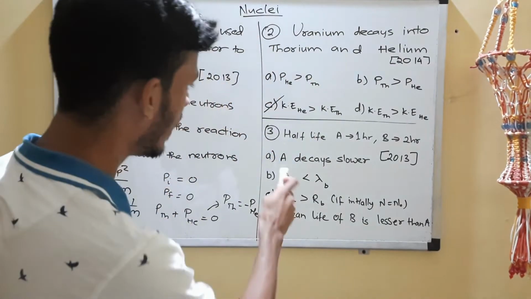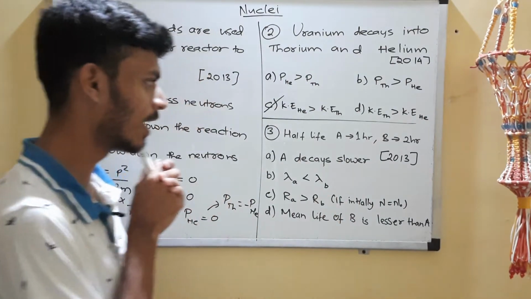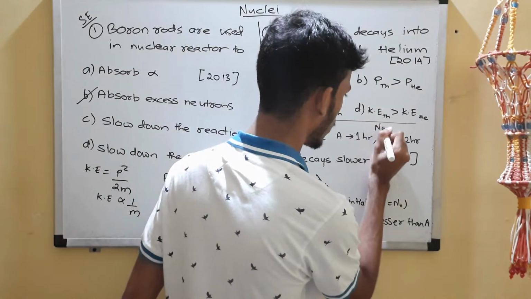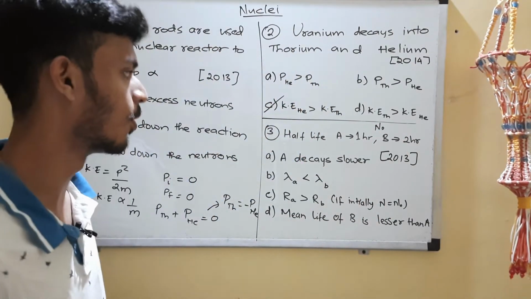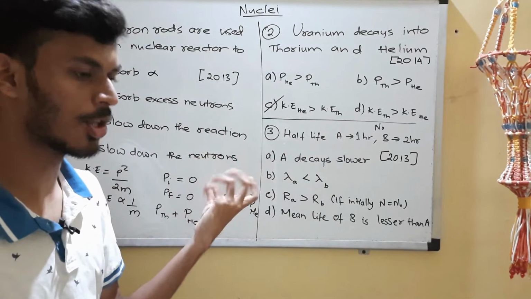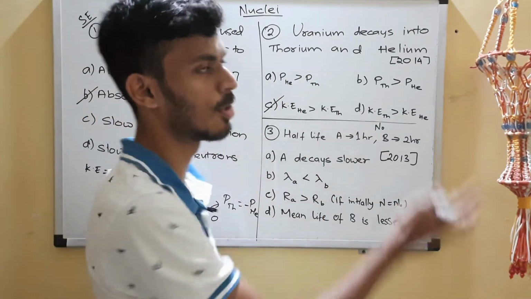A decays slower. So if you see, suppose we begin with an initial concentration of N0. Now if you see, after 1 hour the concentration of A will become N0 by 2, right?